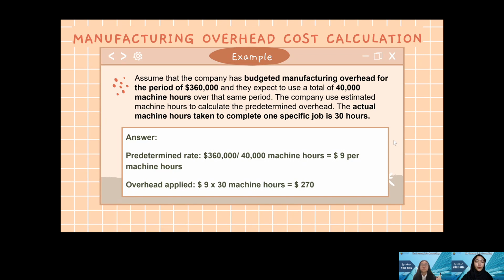So first, we need to find the predetermined rate. We can find it by dividing the budgeted manufacturing overhead, 360,000, by the machine hours, 40,000, and we get $9 per machine hour. After we get the predetermined rate, we need to calculate the overhead applied. We can calculate the overhead applied by multiplying the predetermined rate of $9 by the actual machine hours taken, which is 30 machine hours, and we get $270.